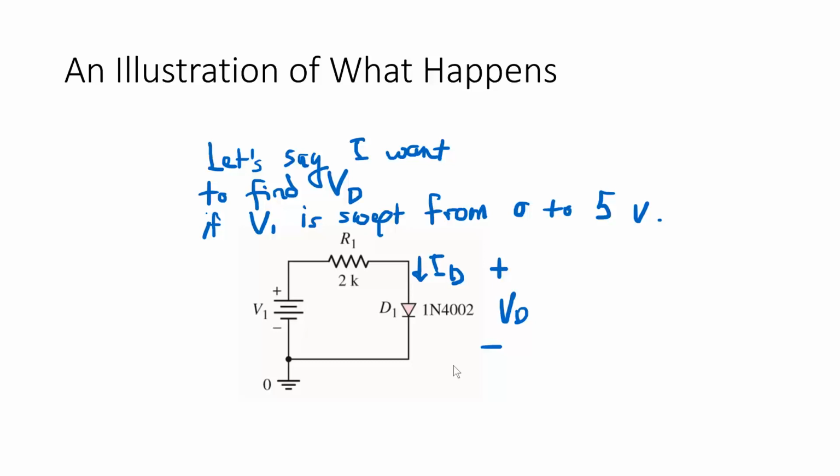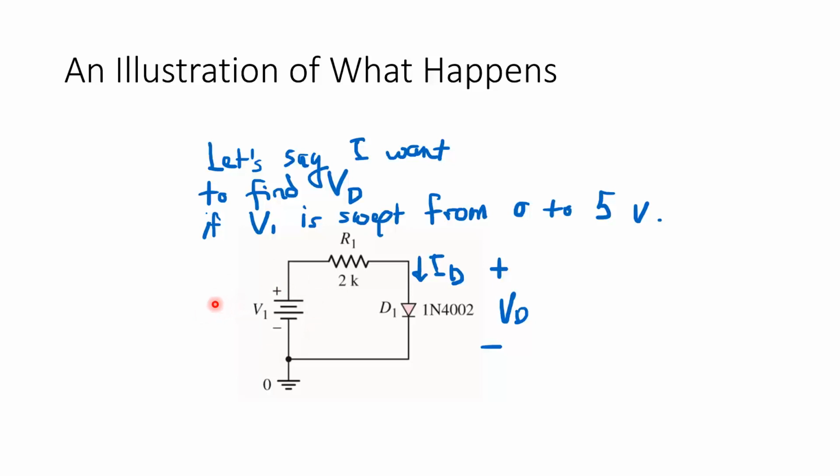So let's say I want to find VD, if V1 is swept from 0 to 5 volts. Let me change this to laser pointer again. Okay, let's say I want to find VD, which is the voltage drop across this diode. And this diode has a number, IN4002. It means that this diode is an actual diode which I can buy from the manufacturer. Okay, it is in series with a resistor of 2000 ohms, and it is connected to this voltage source, which can be anything from 0 to 5 volts.